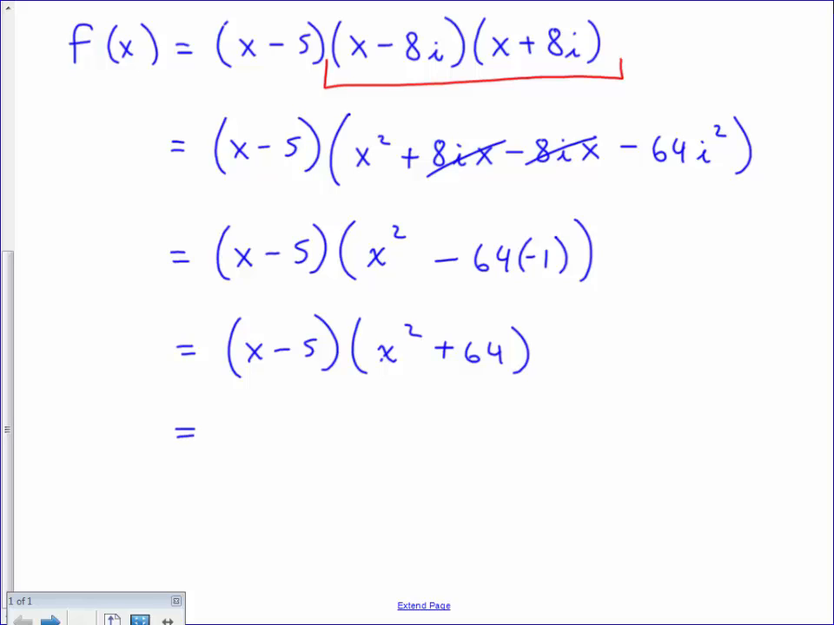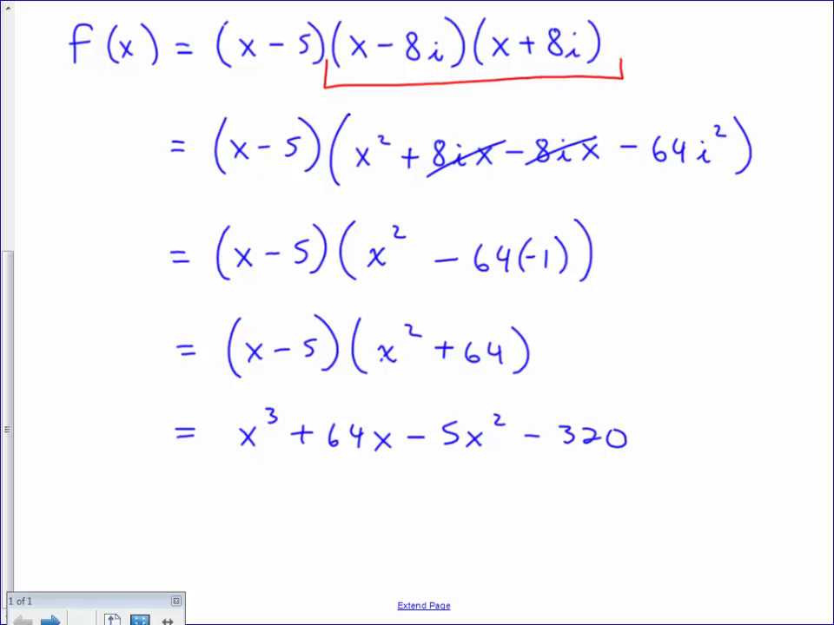Now that we have two binomials again, we'll actually FOIL those out. So x and x squared would be x cubed. x times 64 would be 64x. Negative 5 times x squared would be negative 5x squared. And then finally, negative 5 times 64 would be negative 320.